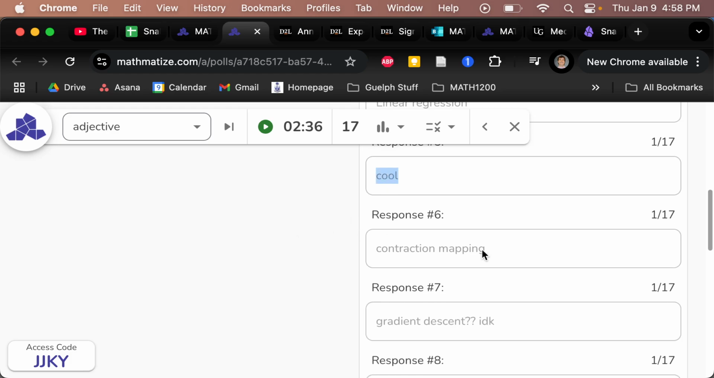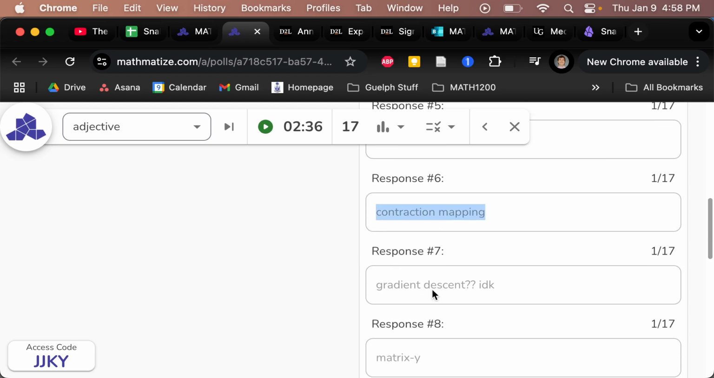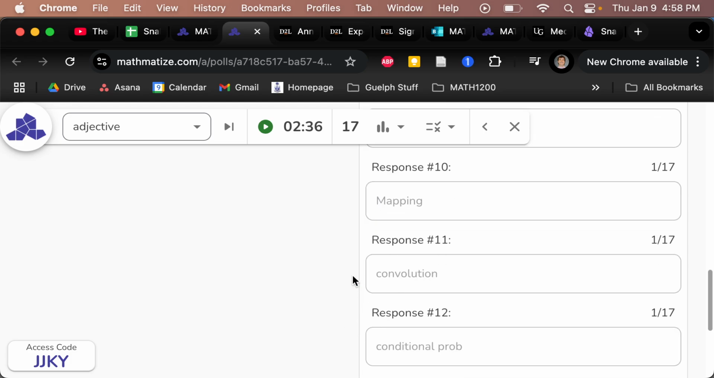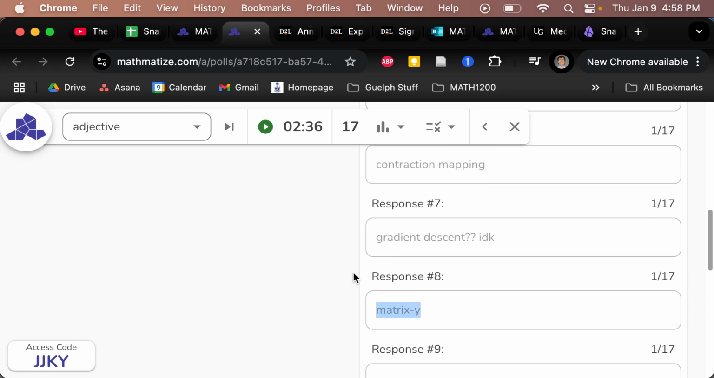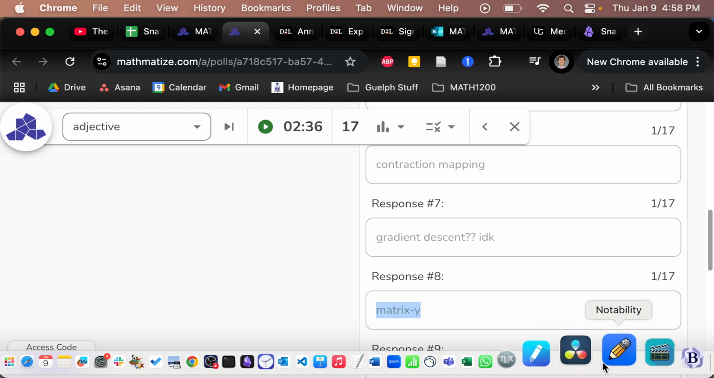I don't know if it's a contraction mapping or not. Matrix E, this is the best answer. I like that the best. Okay, it is matrix E. What do you mean by it's matrix E? I think the most correct answers are linear and matrix E. So let's write this down.